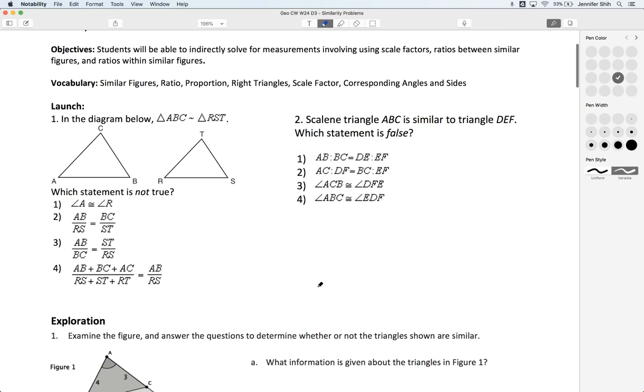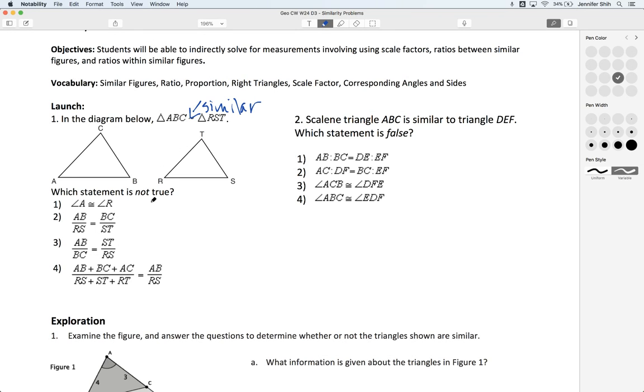This video is on the launch questions 1 and 2. In the diagram below, triangle ABC is similar to triangle RST. So these are similar triangles, which, by the way, the squiggly line means similar. It means that all the letters A, B, C and R, S, T are also in corresponding order as well.